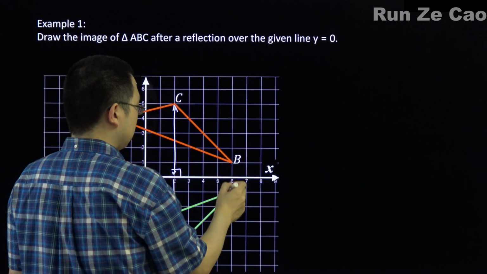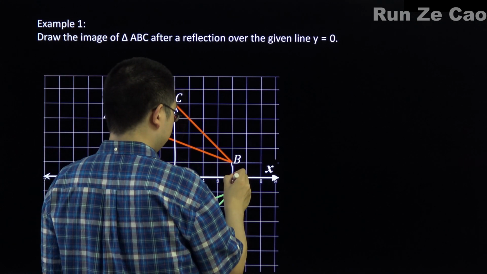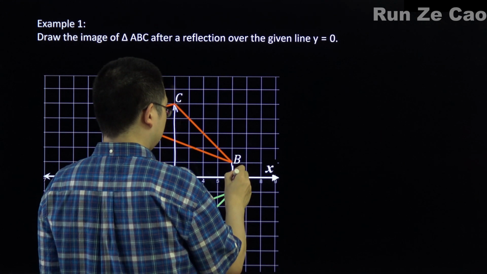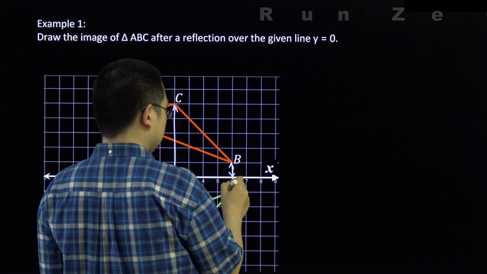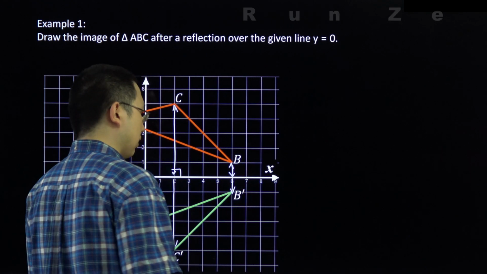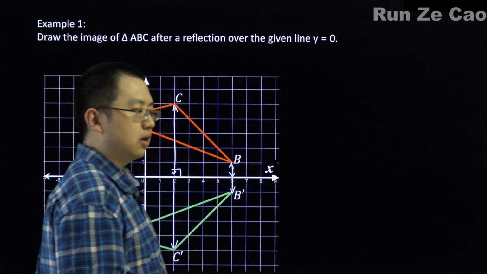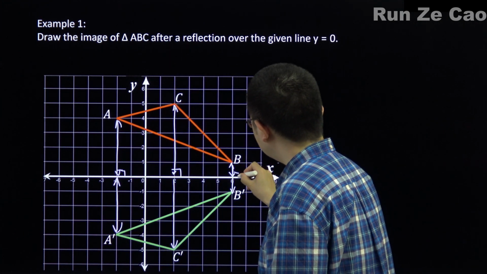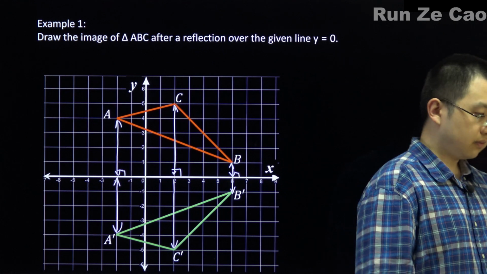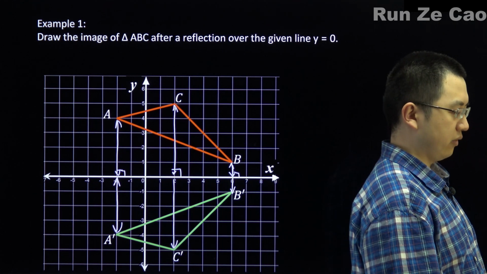And here, B to B prime, oh, it's 1 unit. And we extend it by the same 1 unit on the other side. And it's also perpendicular to the line of reflection.